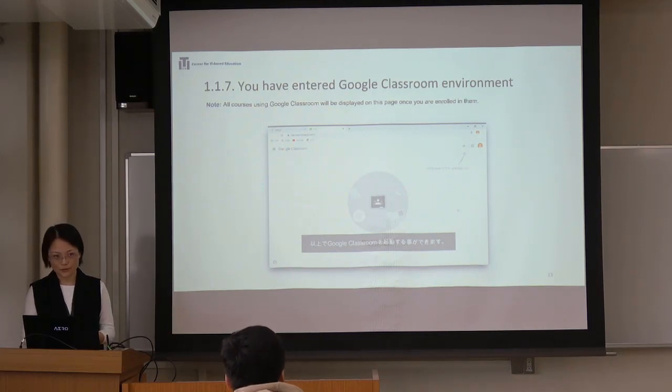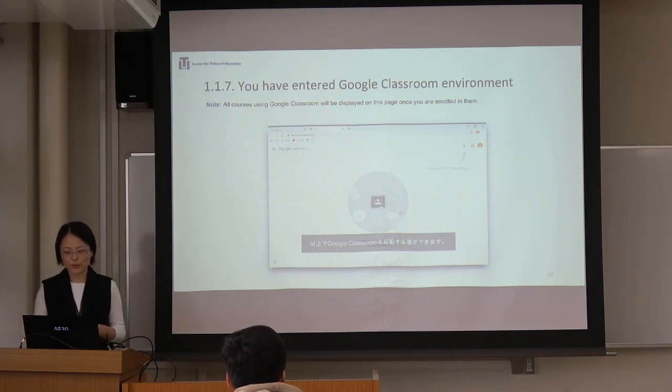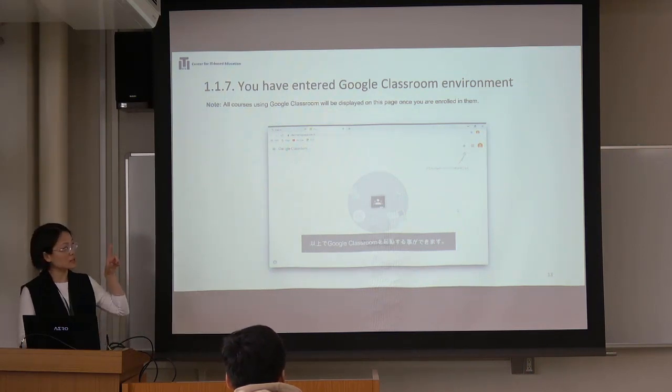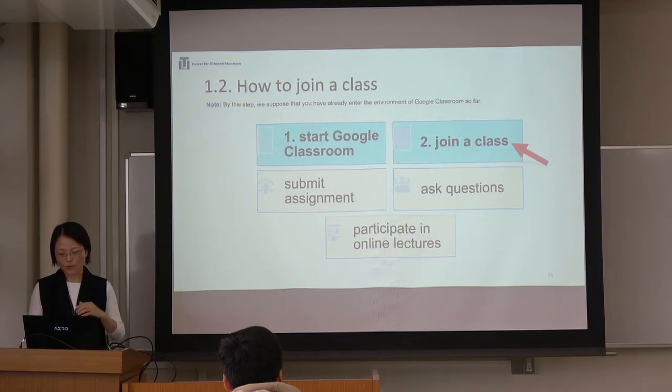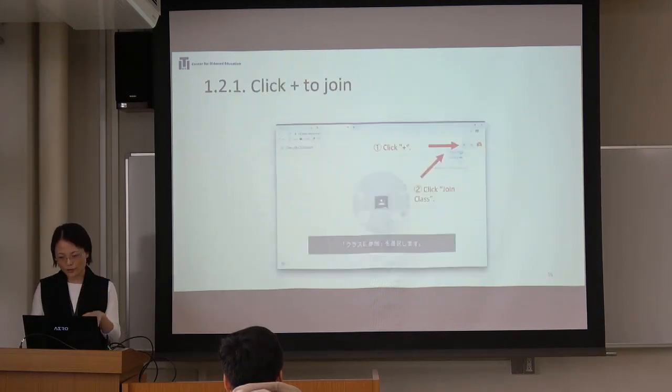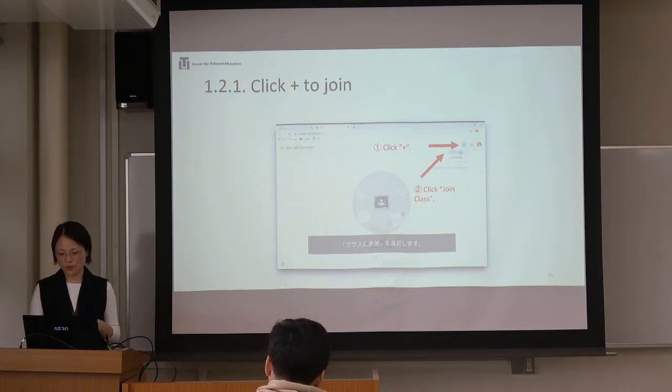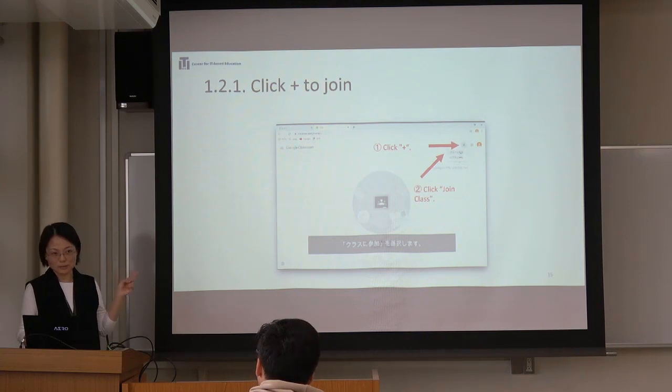Then you've entered Google Classroom, you will see a page like this. When you enter, it's usually empty because you didn't enroll in any course yet. So to enroll in a course, you will see this plus button at the top right corner. And you click it, you will be able to enter the code which is given to you by your teacher. They will usually give you that course enrollment code at the beginning of the course, so you can access it.